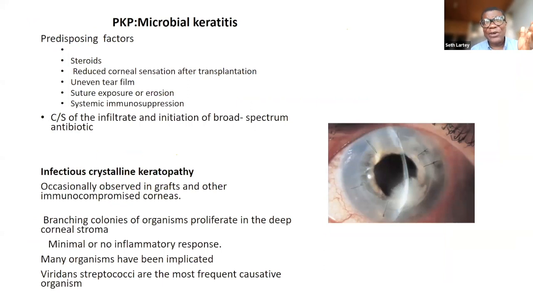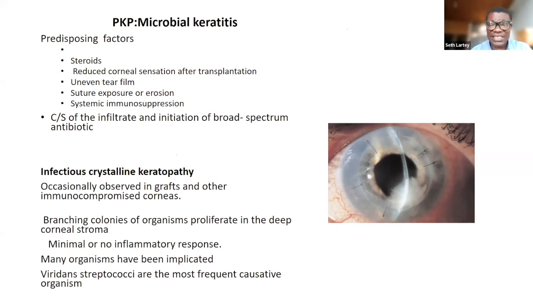Now, you may have microbial keratitis occurring in the graft tissue, because you're using a lot of steroids, and so the immune reaction to fight against microbial infection is reduced. And then you also have reduced corneal sensation after transplant, and tear film problems, and then suture-related issues. The patient may be on systemic immunosuppression. All of this increases the risk of microbial keratitis.